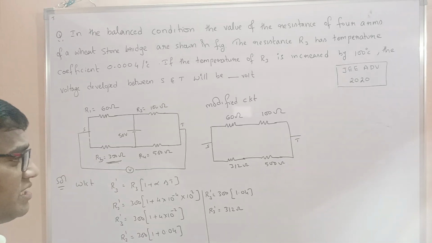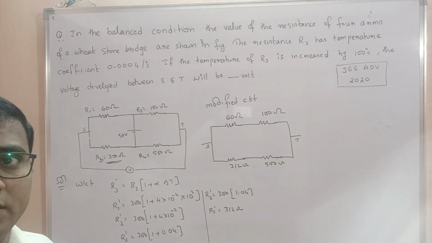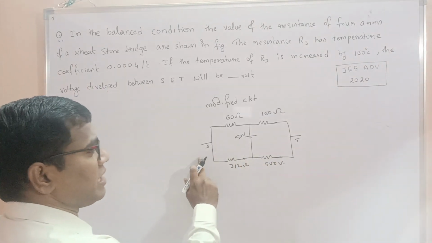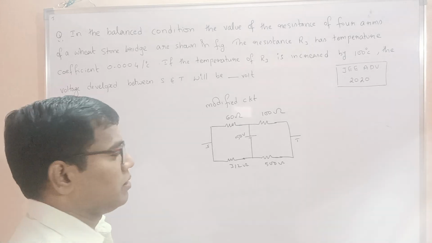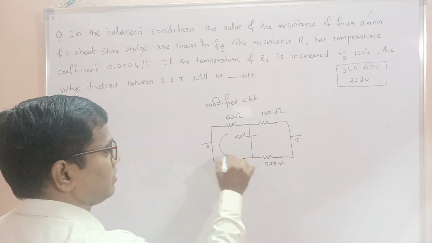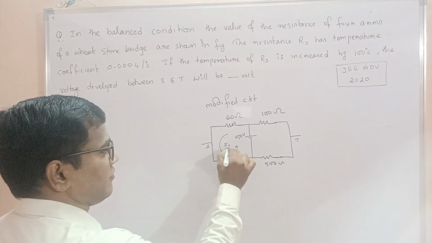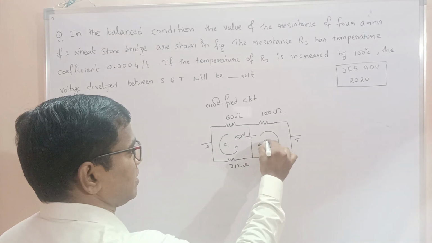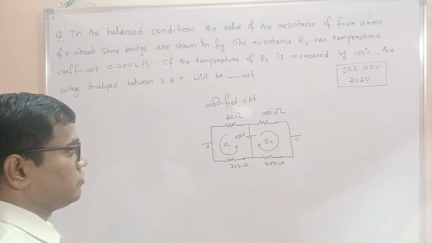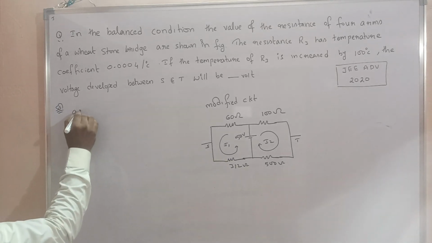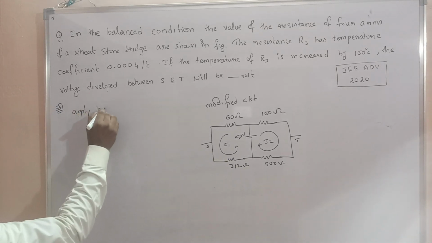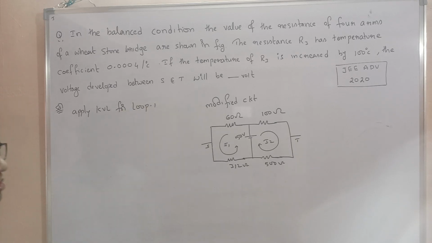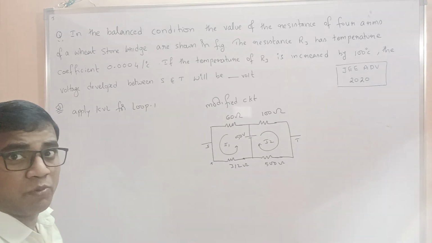Now I will arrange this so that I can solve further. In order to find the potential difference, I will apply the loop rule. I am considering this as loop 1, with current I1, and this as loop 2, with current I2. We can apply KVL for loop 1. I will start from this point.